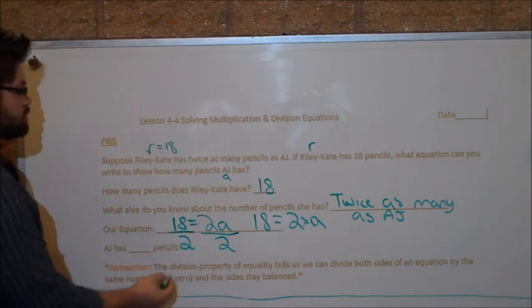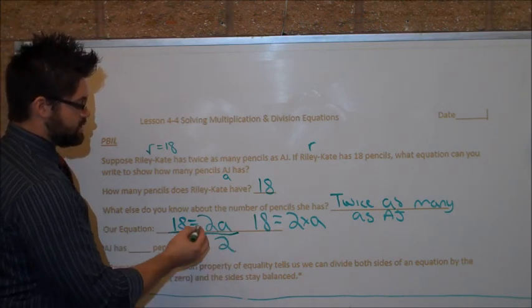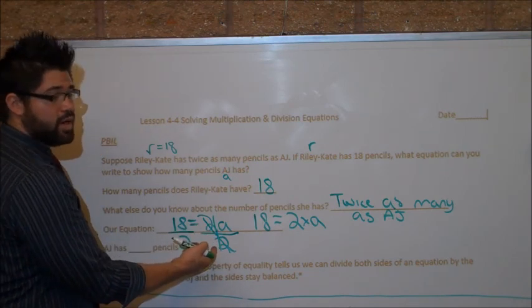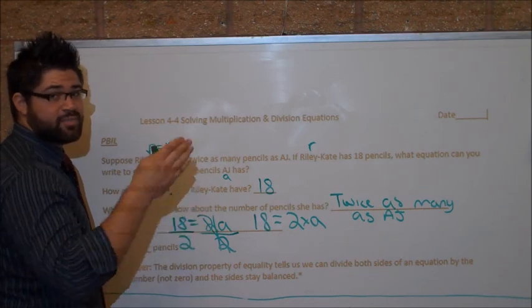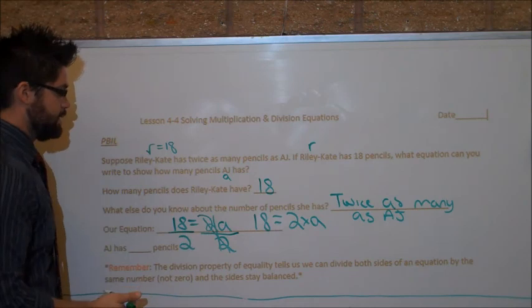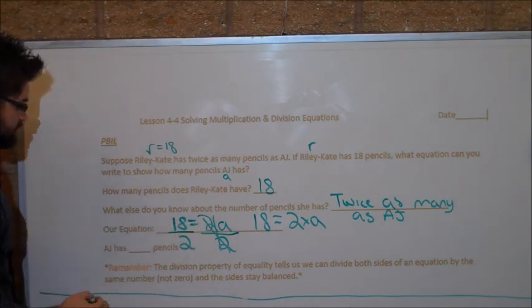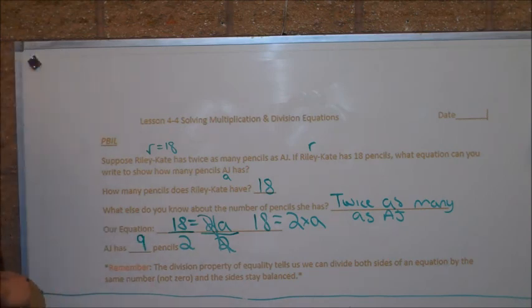So now, if we're taking 2 times A and then we divide it by 2, that cancels this out. It undoes it. Or you can look at it as 2 over 2 is equal to 1, right? If you have 2 halves of a whole pizza, you have a whole pizza. So it's 1 times A equals 18 divided by 2. And 18 divided by 2 is 9, so AJ has 9 pencils.